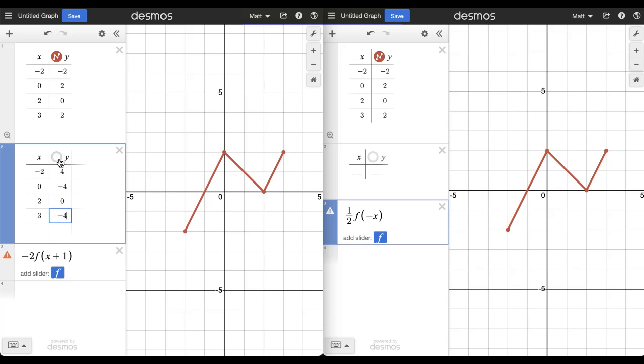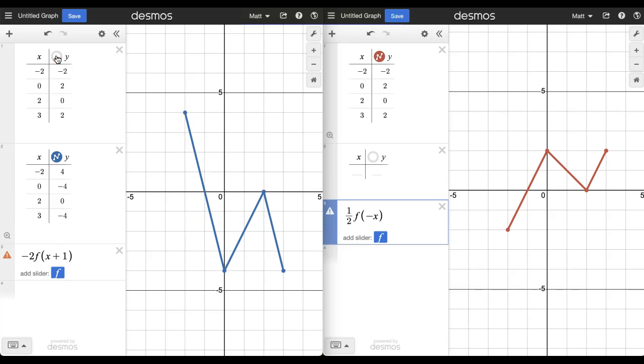Okay, so I'll show the update here. This is just if I applied the negative 2f. I haven't shifted it left 1 yet. I'll do that next. But you see the update. I can even show you just the new graph. But it also helps to compare where your points are transforming and moving to.